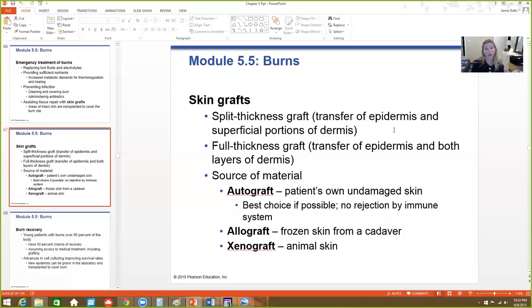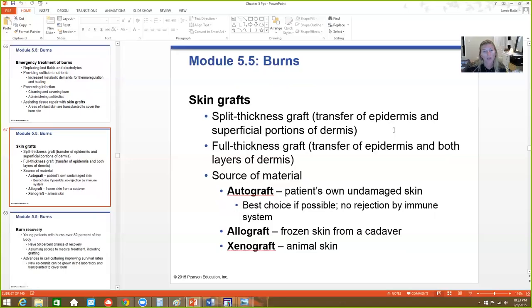The skin graft can be a split thickness, where you're transferring part of the dermis along with the epidermis, or it can be a full thickness, where you're taking the epidermis and the full dermis. So again, it depends on how bad the burn is and how viable the patient is, how able they are to repair themselves from a skin graft as well as a burn. So an autograft would be the patient's own skin. An allograft is frozen skin from a cadaver, and a xenograft is using animal skin, usually pig skin.